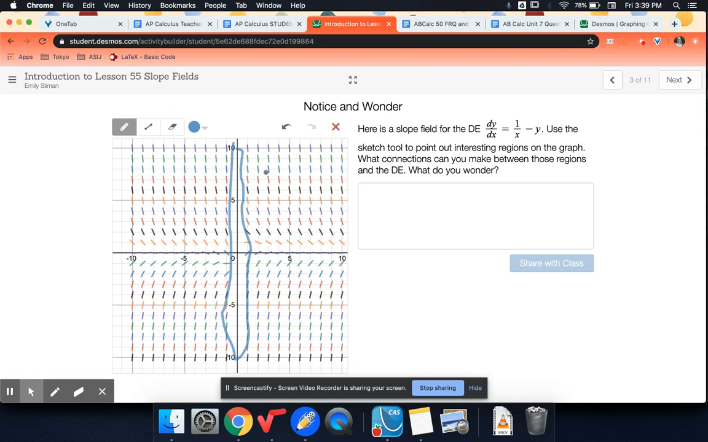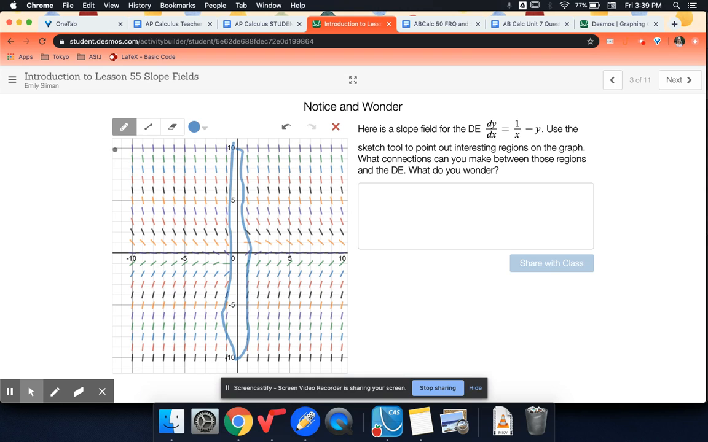It looks like I've got points that are all sort of approaching asymptotes. So it looks like that as I follow along, I've got vertical asymptotes, which makes sense because this ends up being a rational graph. And yeah, so that would be something else I would point out. There's lots of things you could point out, though, of things you find interesting.